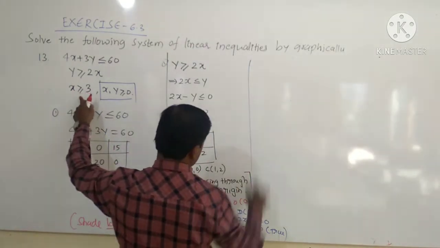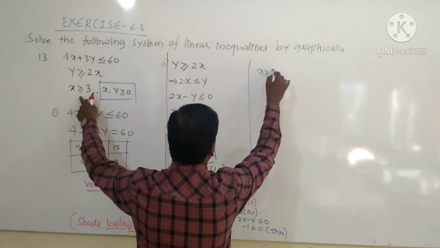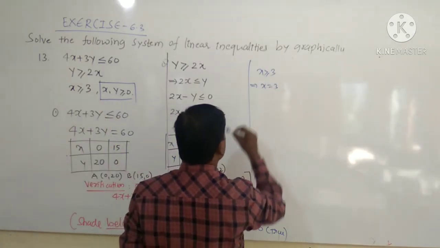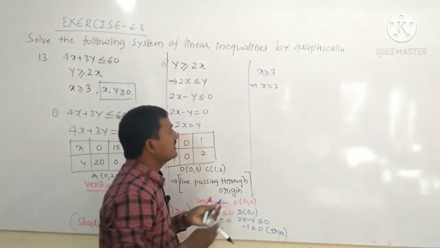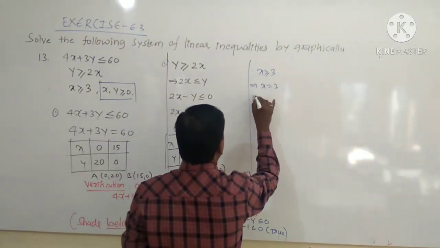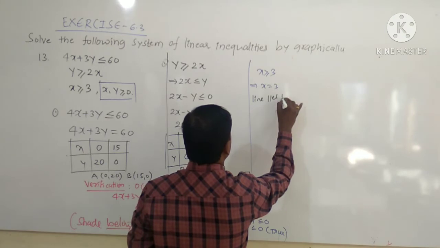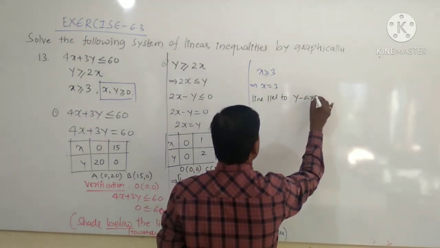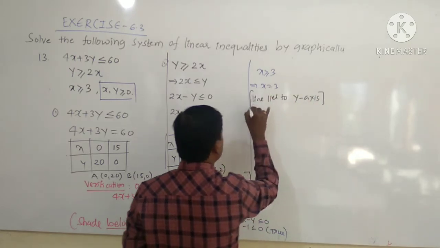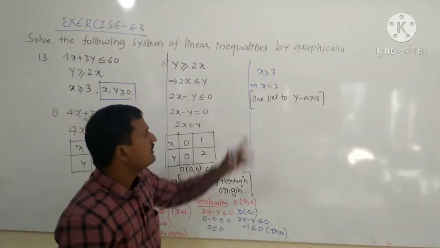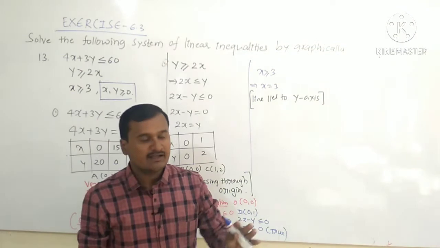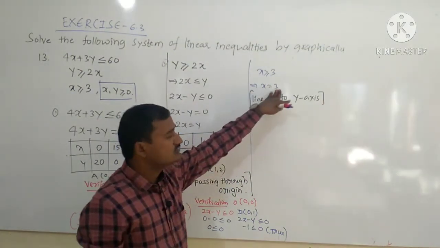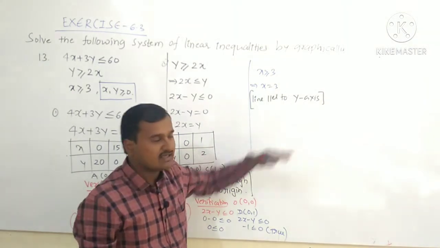So clearly, which one is that one? x is more than or equal to 3. So x is more than or equal to 3 means we'll take x equal to 3. x equal to 3 means a line parallel to what? A line parallel to the y axis. You already know that any equation of the form x equal to a is always a line parallel to the y axis. If y equal to 3 is there, then it is a line parallel to the x axis.